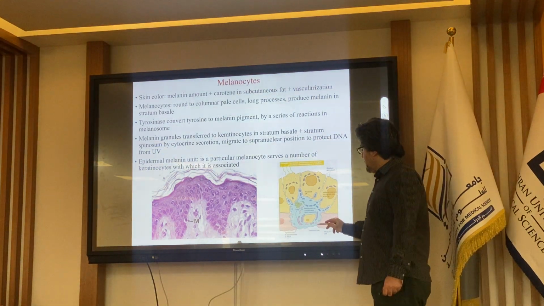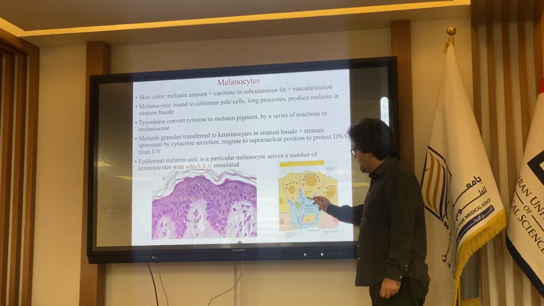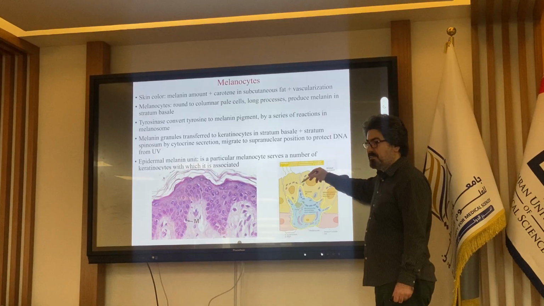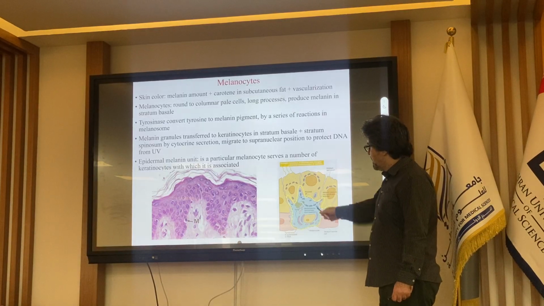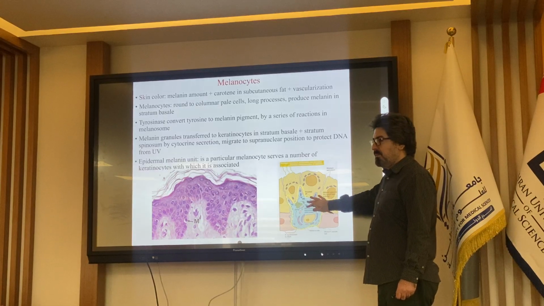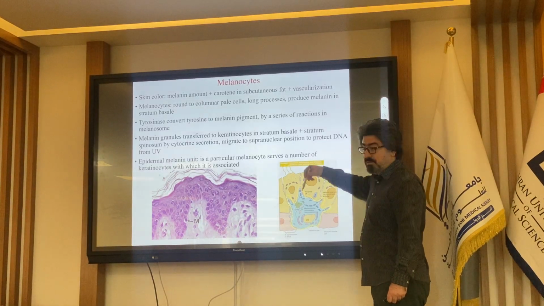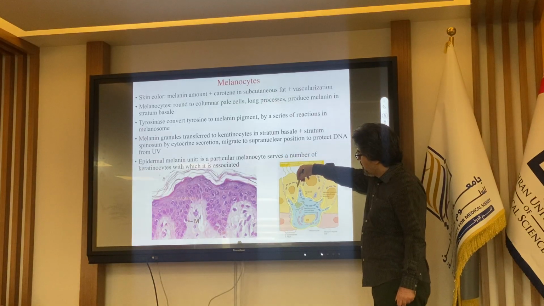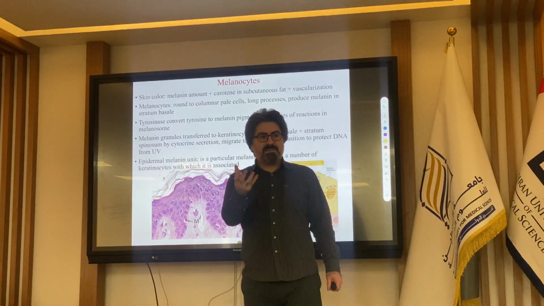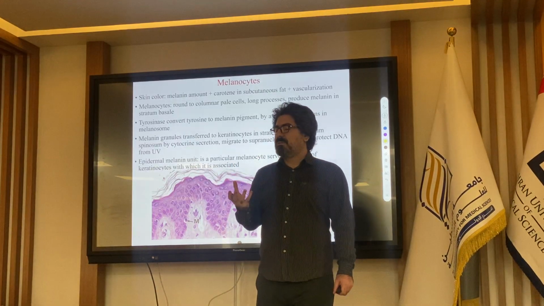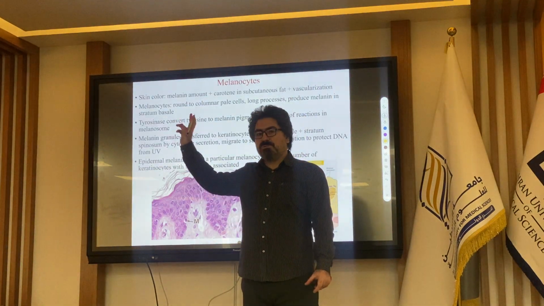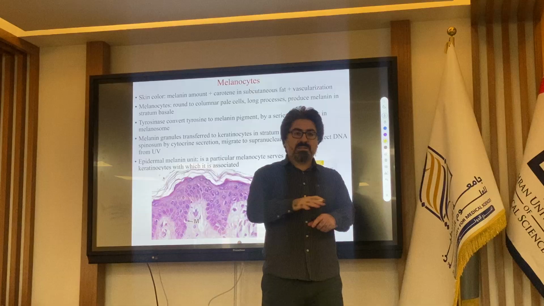Here you can see a melanocyte. As you can see, it has several processes. After producing melanin inside the melanocyte, it incorporates the melanin into keratinocytes. So the final destination of melanin is not the melanocyte. It is produced by the melanocyte and transported to keratinocytes, to other cells.